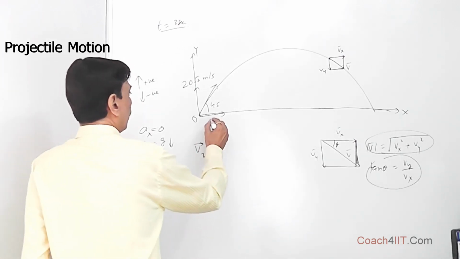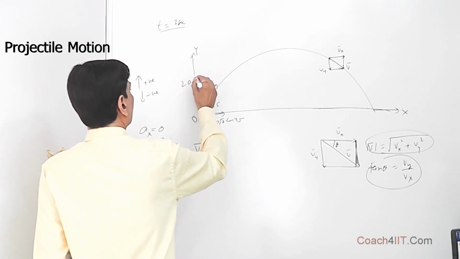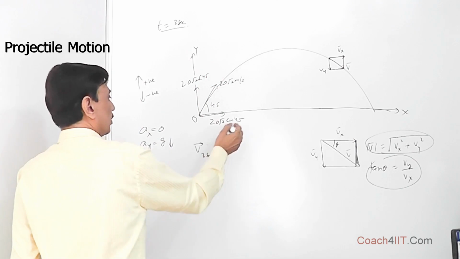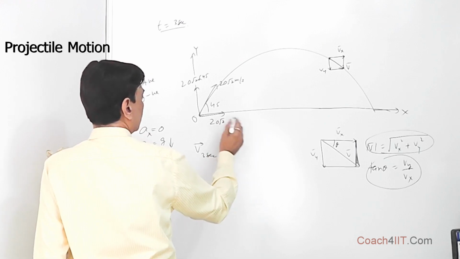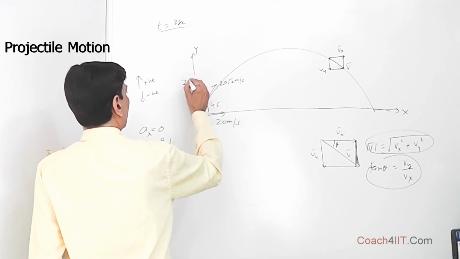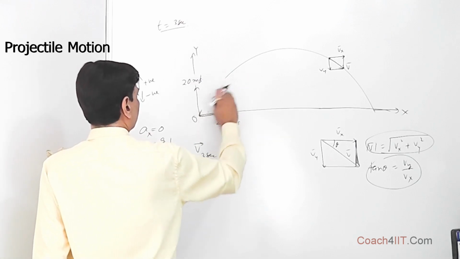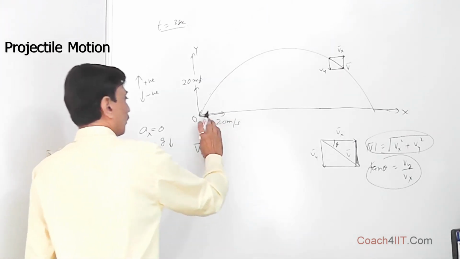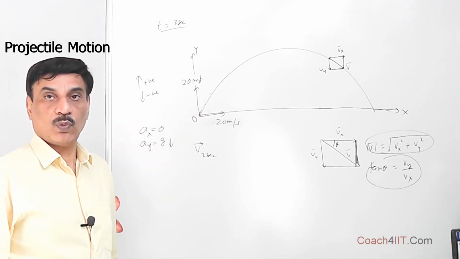So this component comes out to be 20√2 cos 45 and this component is 20√2 sin 45, because this velocity is given as 20√2 meter per second. Cos 45 is 1 by √2, so this comes to 20 meter per second. Similarly, the vertical component, the initial velocity along the y-axis, comes out to be 20 meter per second, and this original vector goes off because it has now been represented by its components. This velocity is responsible for moving the body along the x-axis, and this velocity is responsible for moving the body along the y-axis.